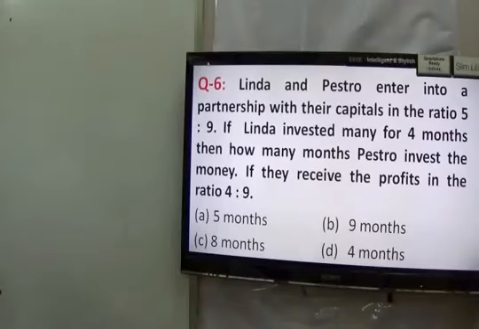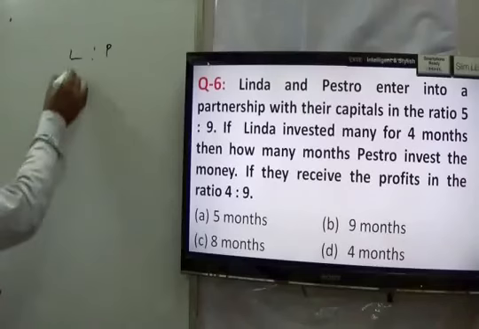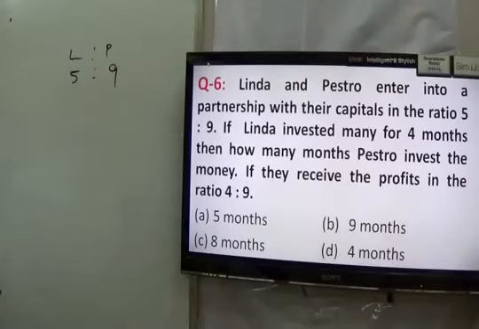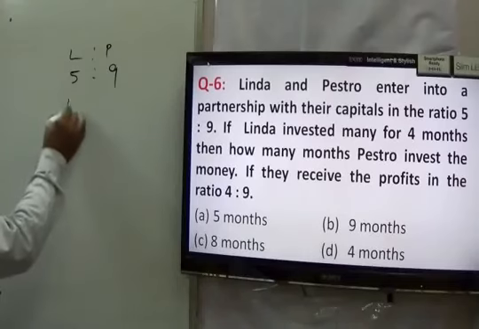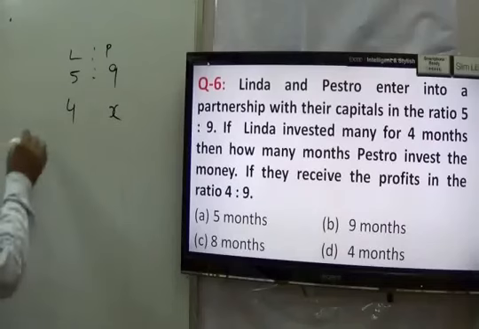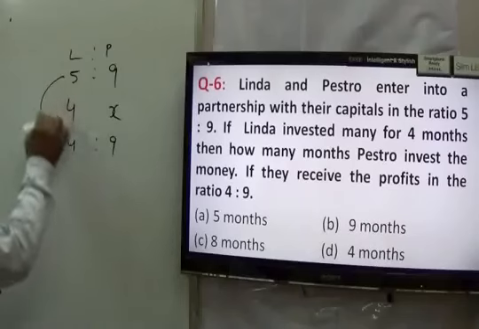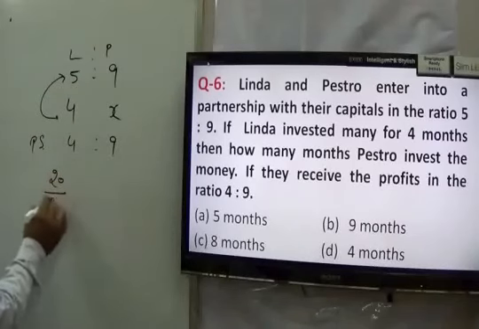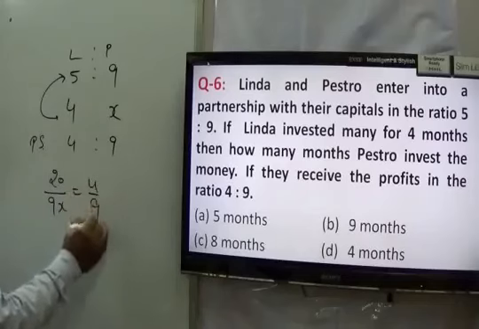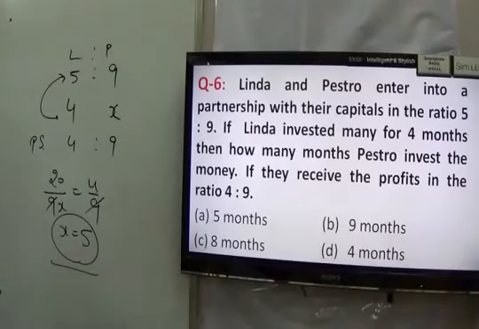It states that there are two persons L and P. They enter into a partnership with the ratio of the capital as 5:9. L invested money for some months, right? How many months did P invest? Suppose P invests for X months, and their profit sharing ratio is 4:9. We know that profit sharing ratio is capital into time. We make it 20/9x equal to 4/9. This will be cancelled out. X is equal to 5. It means that P must invest for 5 months so that at the end their profit sharing ratio is 4:9.